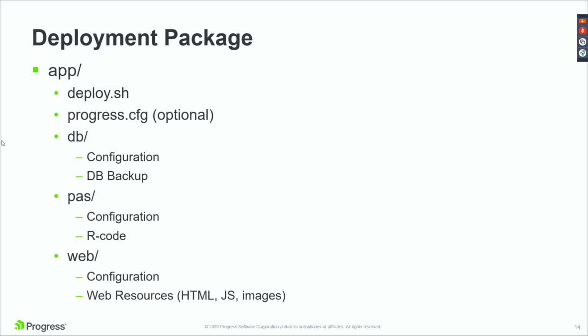The Quick Start doesn't know how to deploy your application. You do. So what you do is you put those instructions into the deploy.sh in order to do programmatically the deployment of your application. A requirement, though, is to have a progress.cfg file with the database package and with the PAS package so that it has the Progress license. If you have other ways to, let's say, deploy the Progress license to those instances, you can do that too. And then there is also a web folder that contains the web UI resources.